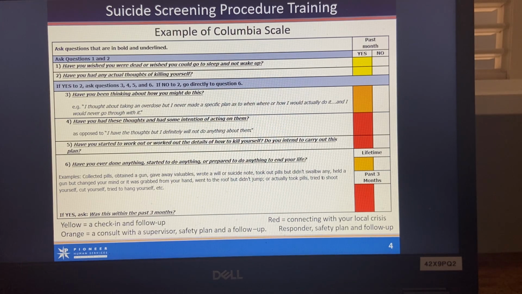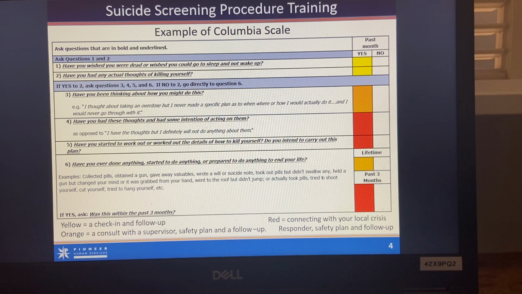The Columbia Scale in Credible doesn't look exactly like this, but it's very similar. This example that you see is the example taken from Google when I Googled Columbia Scale. The one in Credible looks very similar to it, just missing some of the format pieces. As you can see, the Columbia Scale is 6 questions. Based upon how you answer those 6 questions, you determine what you are to do as a clinician moving forward.